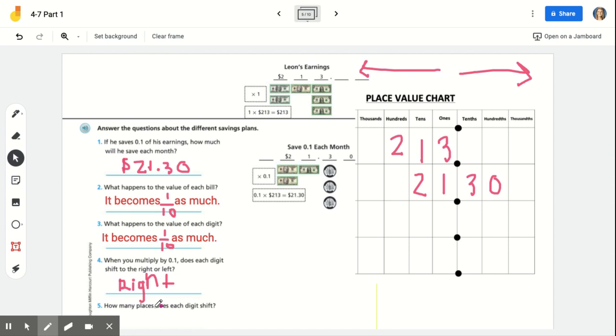Number 5, how many places does each digit shift? Well, our 3 went to the tenths. That's just 1 place value over. Our 1 in the tens went to a 1 in the ones, and the 2 in the hundreds went to the tenths, 1 place value.